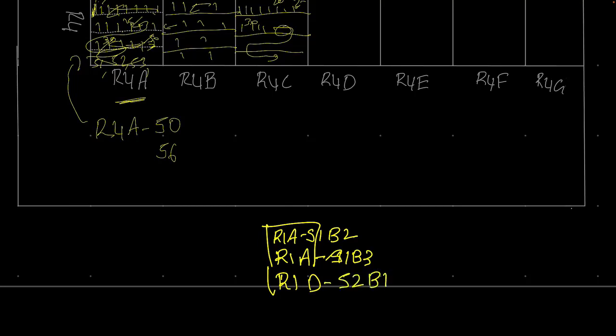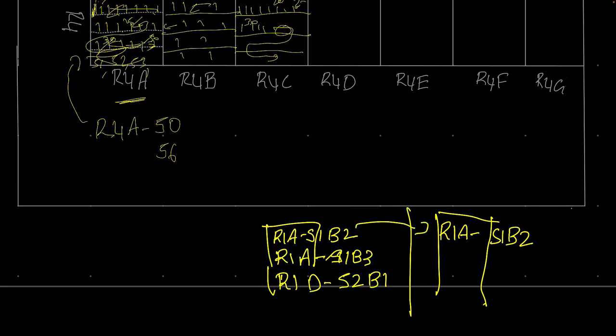All right, and we have another order, let's say, that's located in R1A, S1, B2. So the same item, right? The same item is another order, right? And let's go with that.